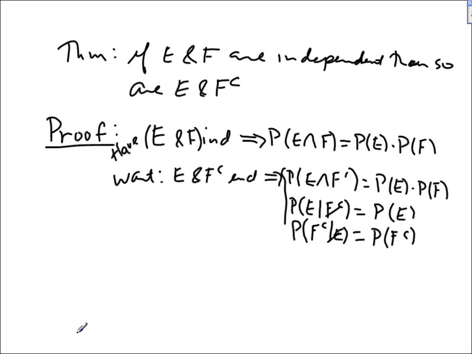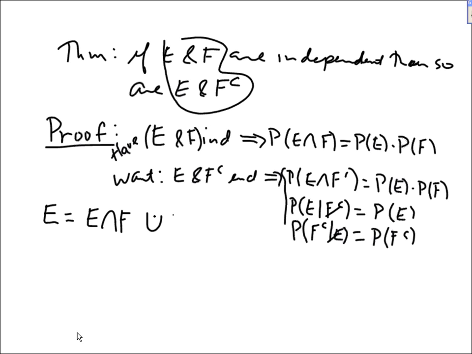All right. So, what would I do in this case? I see E's, and I see both F and F complement. That really gets me to always think this. E is equal to the union of these two disjoint sets: E and F, or E and not F.